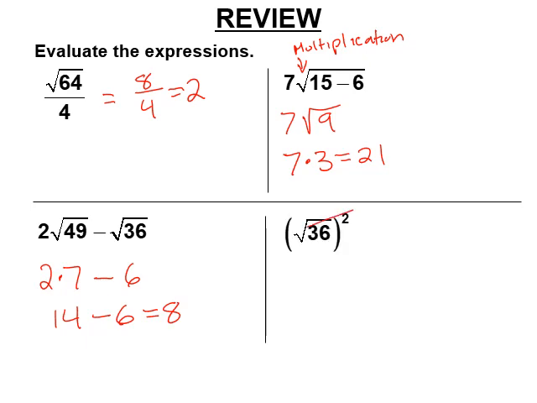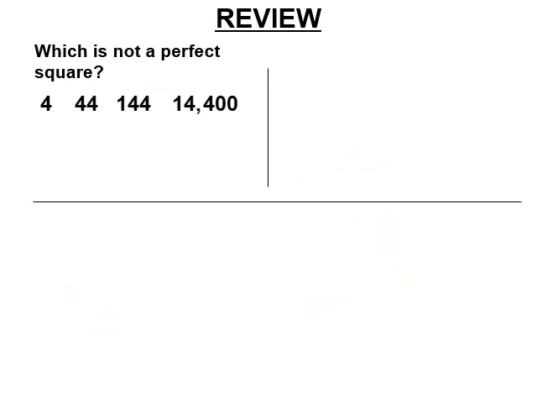Square roots and squaring cancel each other out. Doesn't matter what's in there. The square root of x squared is x. 44 is not a perfect square. Square root of 4 is 2. Square root of 144 is 12. Square root of 14,400, add a 0 to 12, 120.